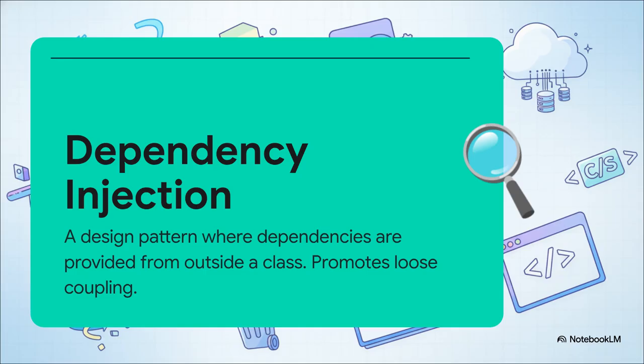Let's talk about control. Instead of a class creating its own dependencies, like a car trying to build its own engine, it just asks for one to be provided. This is a game changer because it means you can easily swap out those dependencies. Need a different kind of logger for testing? Just inject a mock one. This is what makes your code super flexible, modular, and a whole lot easier to test.